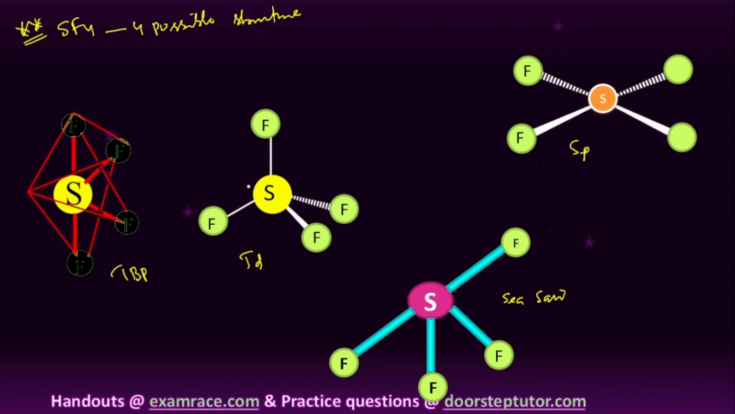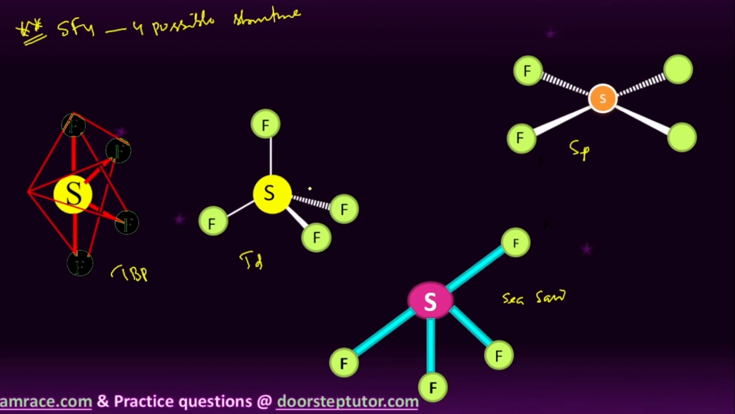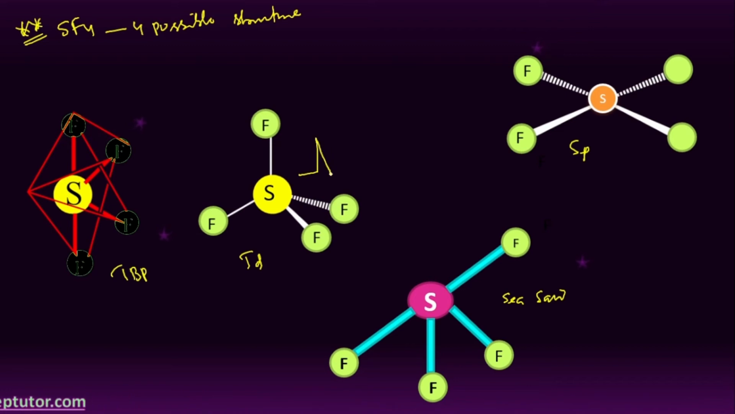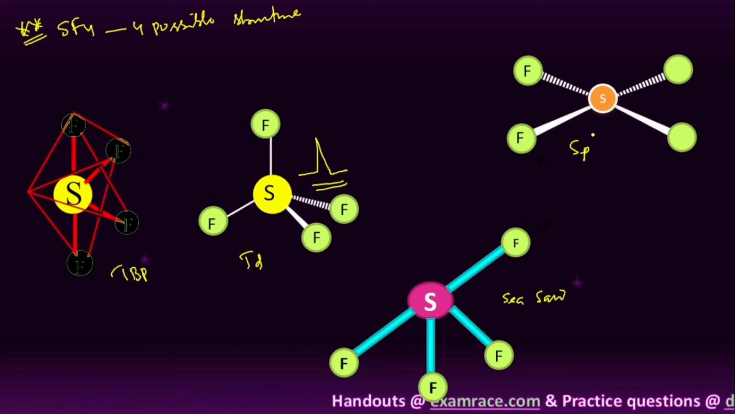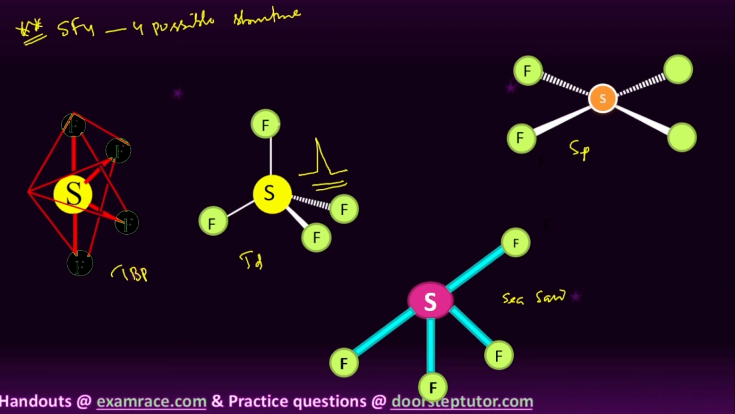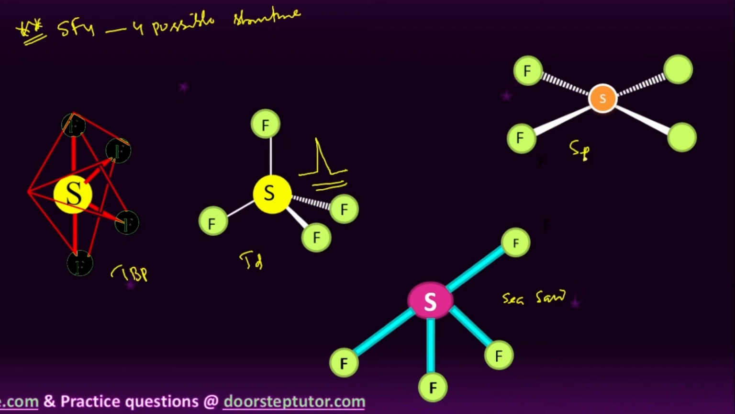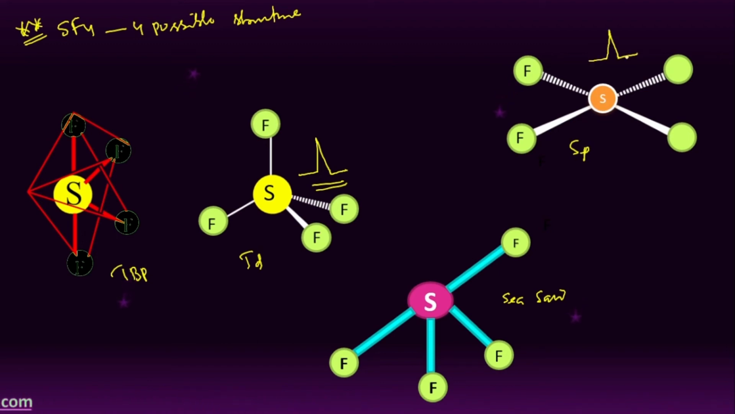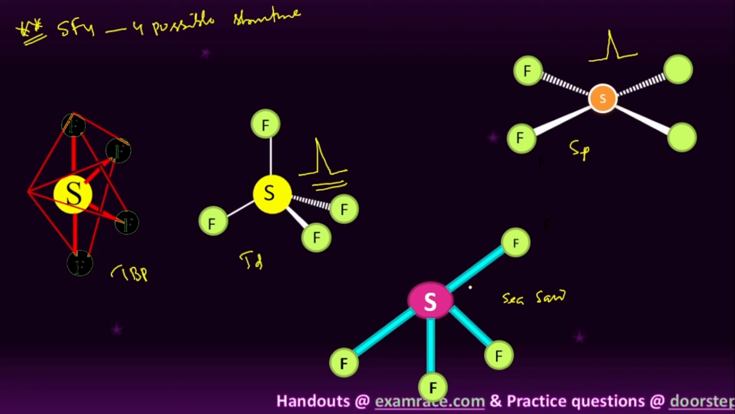For a tetrahedral molecule, all the fluorine atoms are chemically and magnetically equivalent, and it gives only one signal in the NMR spectroscopy. Next, in square planar geometry, all fluorine atoms are chemically and magnetically equivalent, so it gives only one signal in the F19 NMR spectroscopy, right?